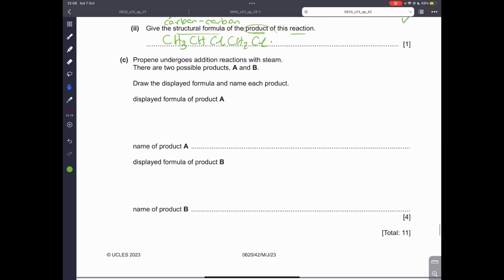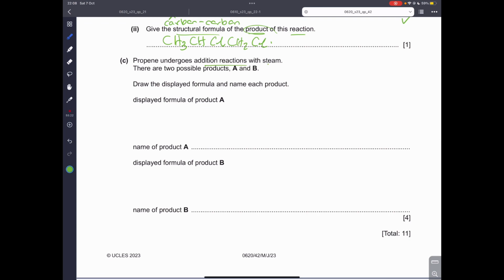Okay, question number C. Propene undergoes addition reaction with steam. There are two possible products, A and B. Draw the display formula and name each product. The display formula of product A: propene undergoes reaction with steam. Steam is basically water. I hope you know that by now. So we are going to draw propene reacting with steam. We are going to draw the formula of the product. So basically propene, remember, is going to be C3H6.